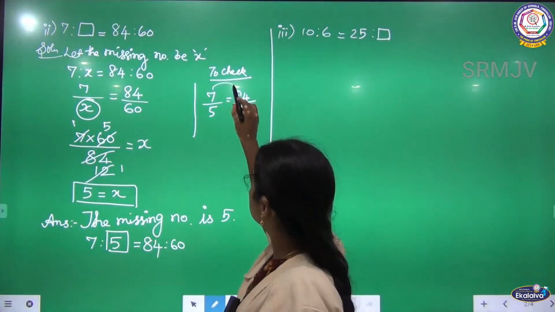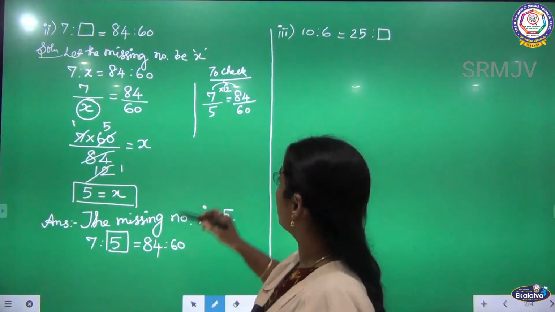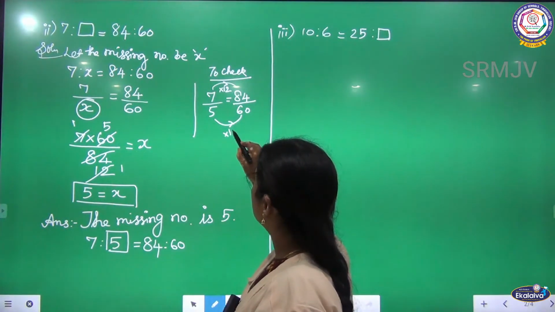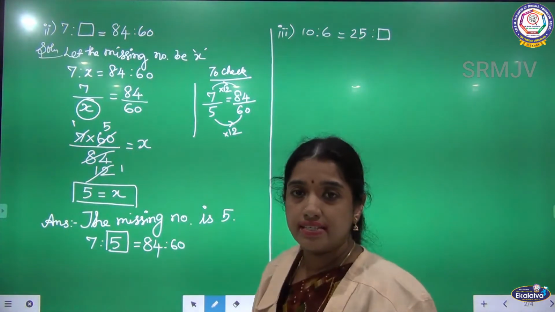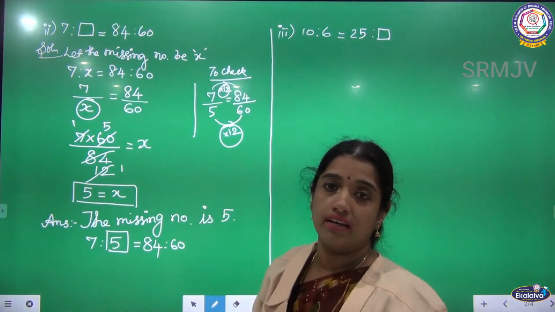See this? 7 when I multiply by 12 I can get 84. Same thing, 5 when I multiply by 12 I can get what? 60. So the two fractions are equal. Got it?